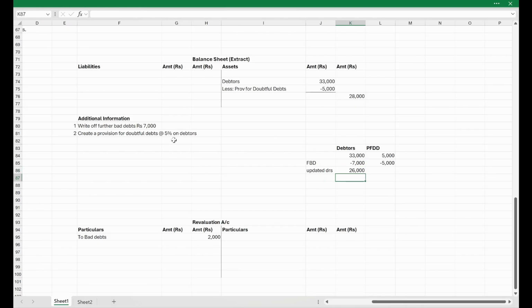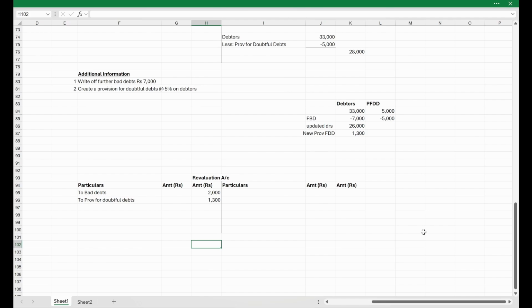Now the question says that create a further provision for doubtful debts at 5%. Out of this 26,000 debtors, I still have 5% of debtors to be doubtful. Therefore, create another 5% provision. So this is going to be our new provision for doubtful debts, 1,300. Now this is also an unfavorable adjustment. This is like a loss for us. So we have to group this under revaluation account. To provision for doubtful debts, 1,300. So this is how the revaluation is going to look like.